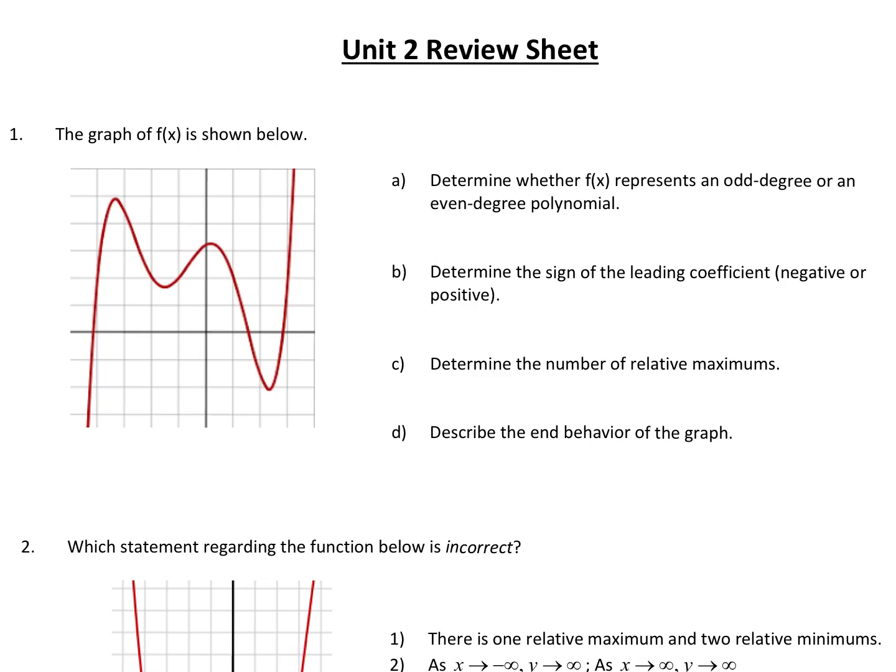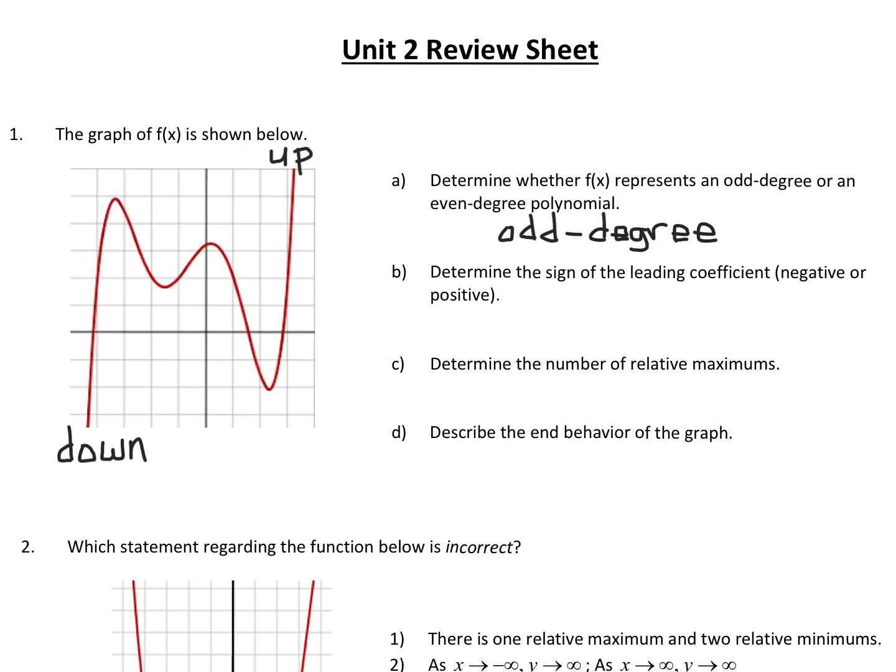Okay, so number one gives us a graph of f of x, and they just want us to answer the following questions. All right, so the first one, determine whether this represents an odd or an even degree polynomial. Well, if you look at what's happening at the ends here, if these are pointing in different directions, see how this one is pointing down and this side is pointing up? That tells us that we're going to have an odd degree function. If it was an even degree function, they'd both be opening in the same direction. They'd both be pointing up or both be pointing down.